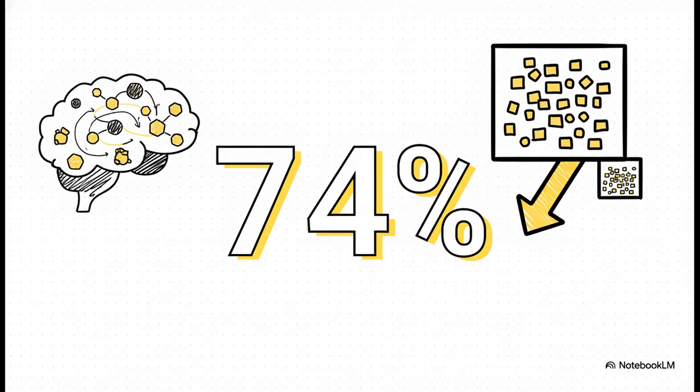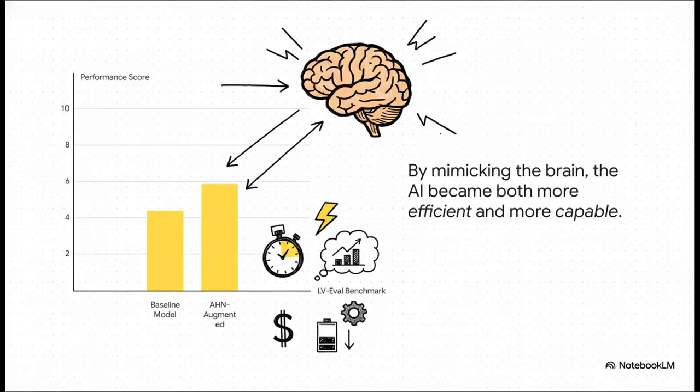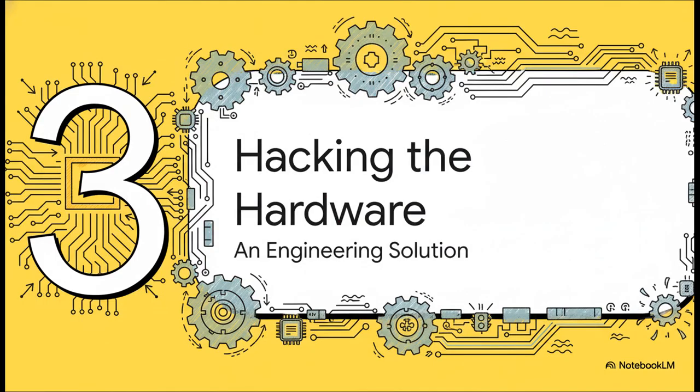So what happens when you build an AI this way? Well, when they tested it on a document with over 100,000 tokens, that's a lot of text, this brain-inspired approach shrunk the memory needed by a staggering 74%. But here's the real kicker. It wasn't just more efficient, it was actually smarter. On a key long-context benchmark test, the model with the artificial hippocampus didn't just keep up, it blew the original model out of the water, all while using way fewer resources. So just think about that. By mimicking the brain, the AI got both leaner and more capable. That's a huge win.